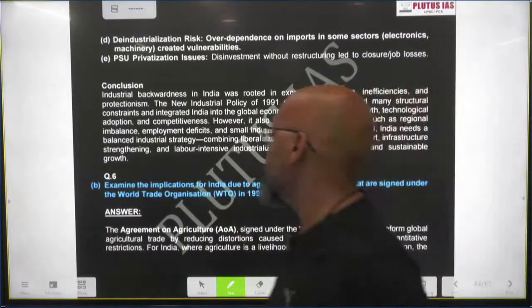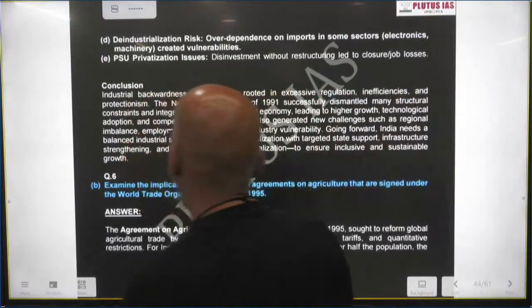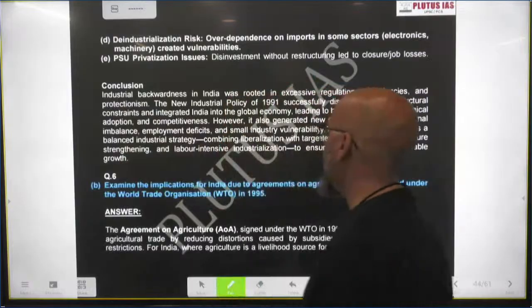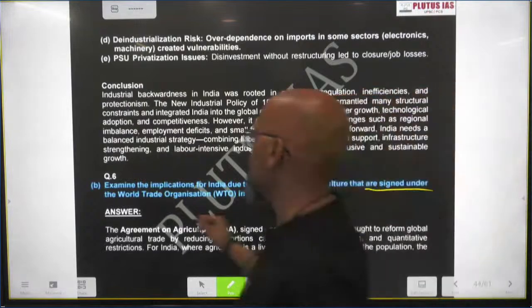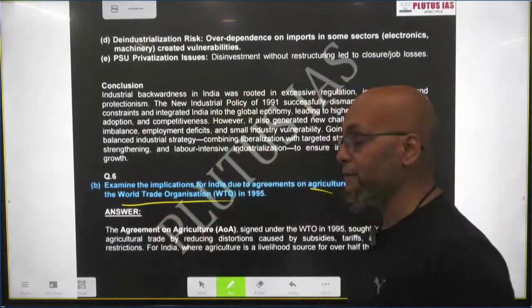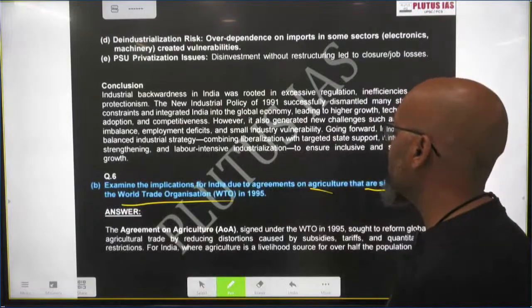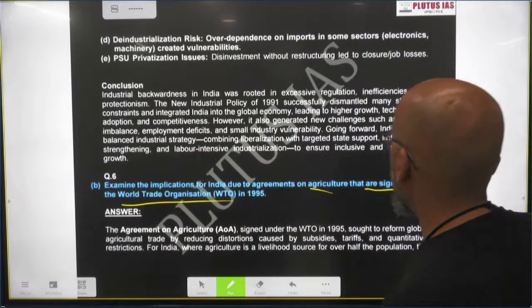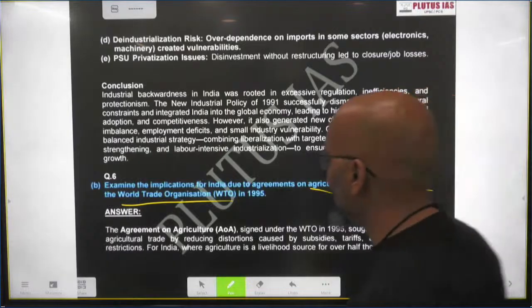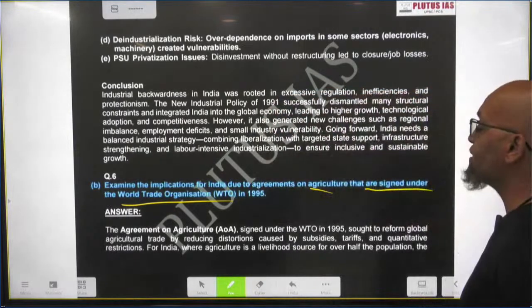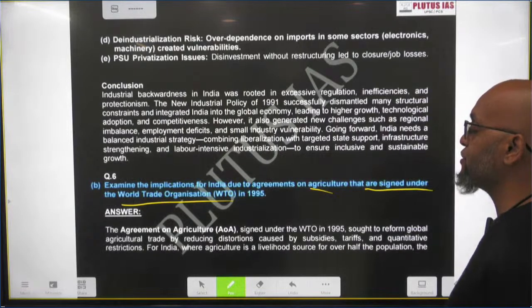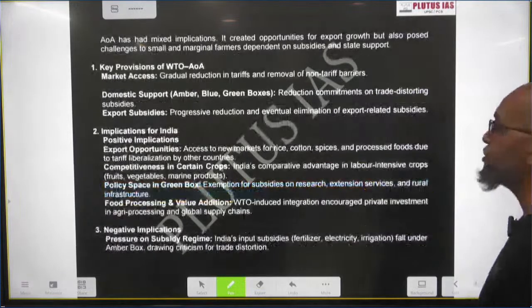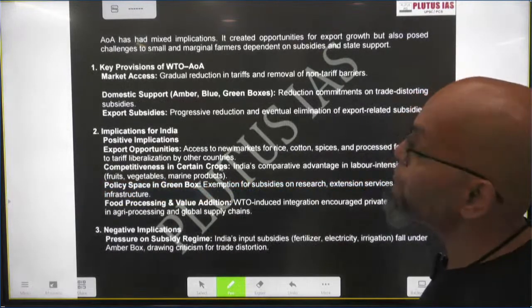Okay. Next is: examine the implications for India of the agreements on agriculture that are signed under the World Trade Organization, the TRIPS Agreement. Every year they ask about this. The Agreement on Agriculture, AOA, signed under the WTO in 1995, sought to reform global agricultural trade by reducing distortions caused by subsidies, tariffs, and quantitative restrictions. For India, where agriculture is the livelihood source for over half the population, the AOA has mixed implications. Because what is the AOA doing?